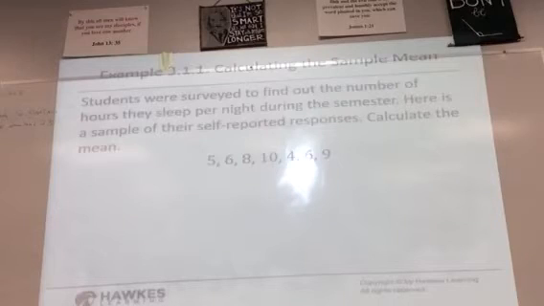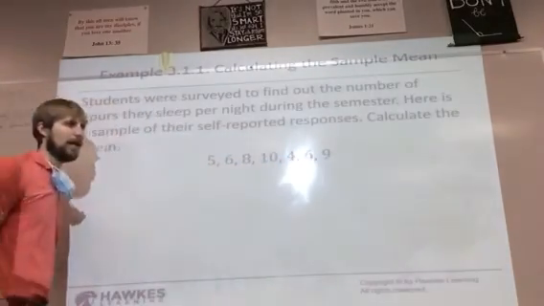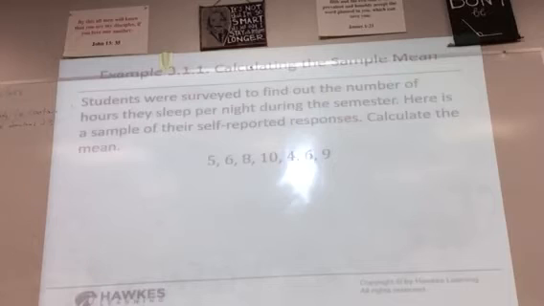Add them all up and divide by 7, because there are 7 data values, right? So make sure you know how many there are. 1, 2, 3, 4, 5, 6, 7. So we're going to add those things up and divide by 7.